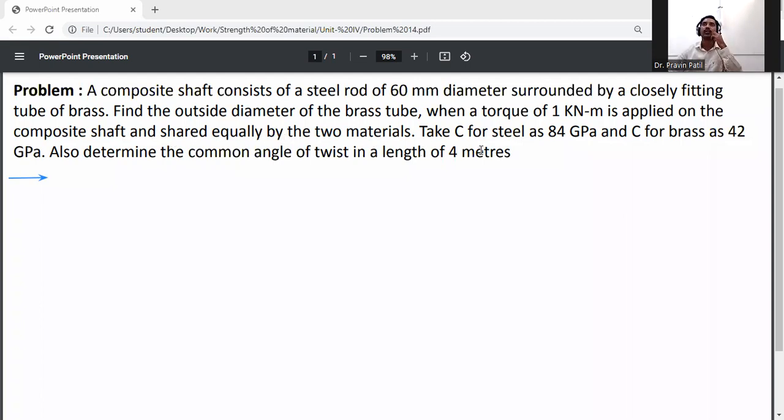Take G for steel as 84 GPa and G for brass as 42 GPa. Also determine the common angle of twist in a length of 4 meters.